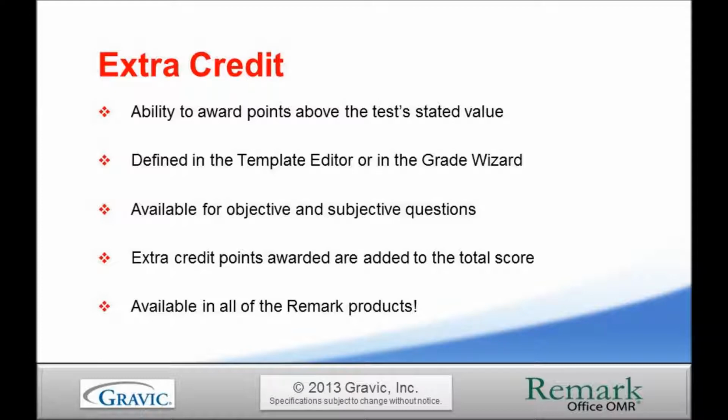By allowing you to set these points in both areas, you can use either EasyGrade or the grade wizard to generate your reports. Extra credit points can be applied to both objective and subjective questions. You will ultimately determine the value of each extra credit question. When extra credit points are awarded, they are added to the total score of the test. For example, if your test is worth 100 points and there is a 5-point bonus question, it is possible for students to earn 105 points.